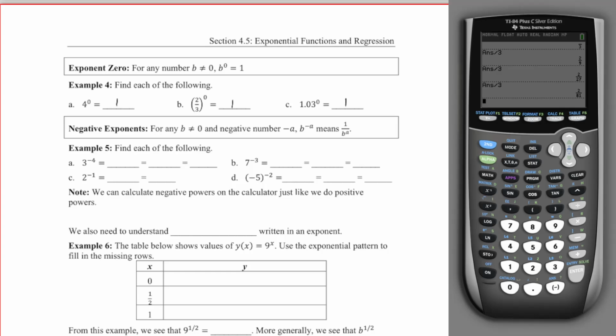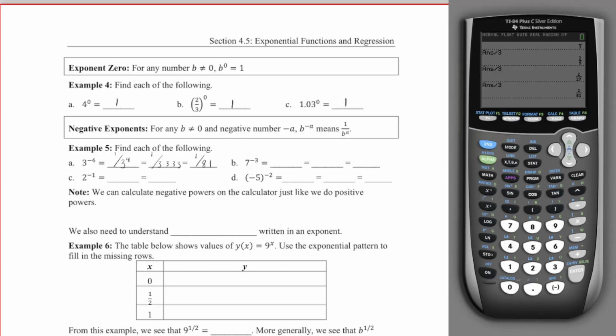For negative exponents, we say if I have some number to a negative power, I say 1 over the same number to the positive power. So 3 to the negative 4, that's 1/3 to the 4th. That's 1 over 3 times 3 times 3 times 3. And that works out to 1 over 81.